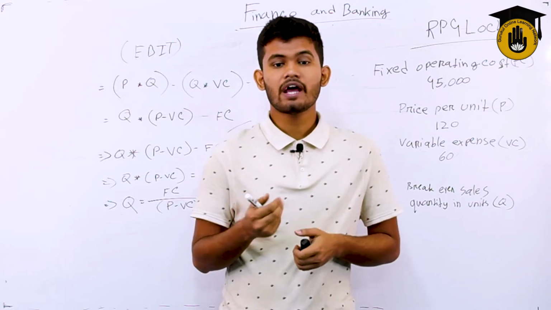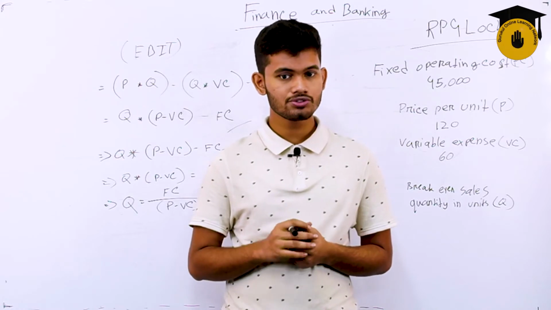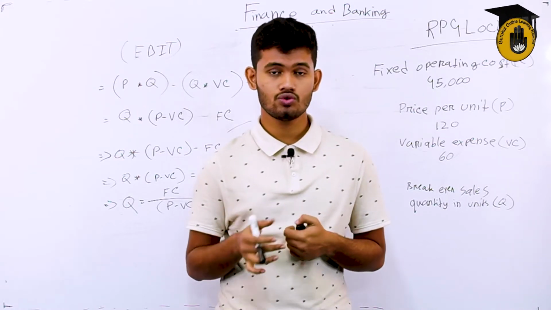Fourthly, in manufacturing companies, inventories do not change. The number of units produced equals the number of units sold. What does that mean?